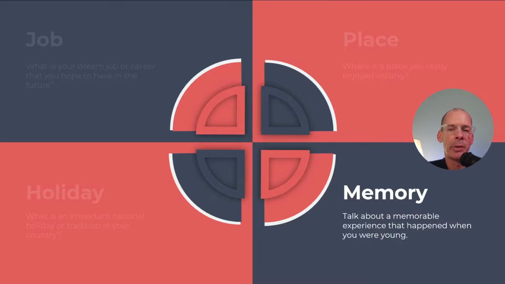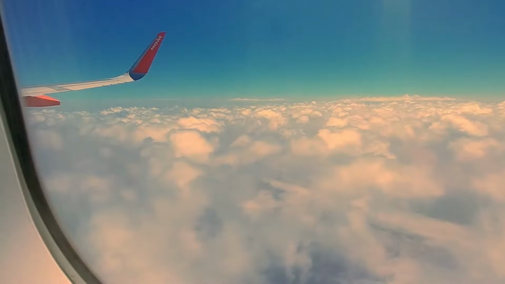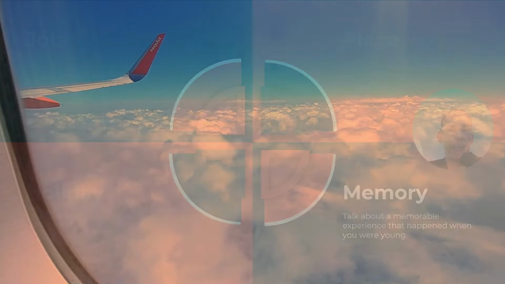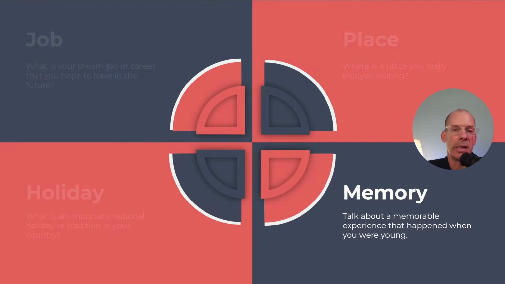The next is called memory. Talk about a memorable experience that happened when you were young. The first time you went on an airplane. When you learned to ride a bike. It could be good. It could be a bad experience. Something that's in your memory that you can talk about when you were young.